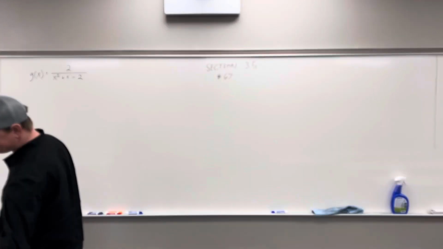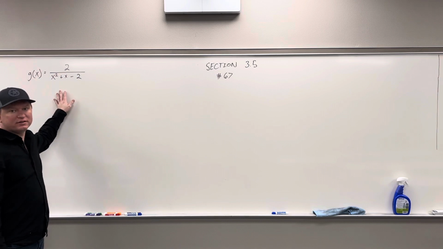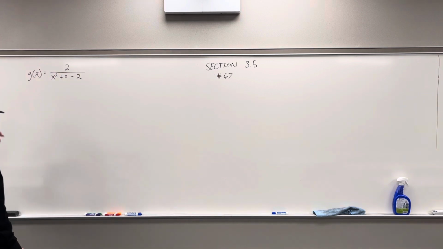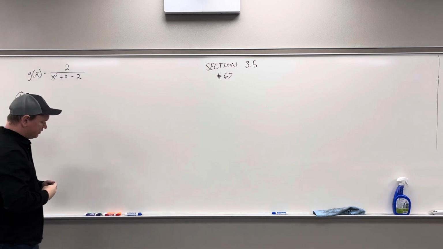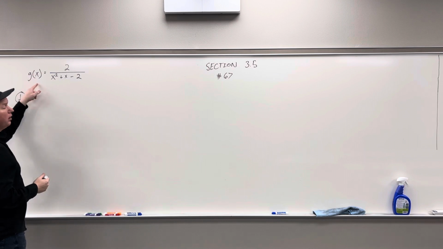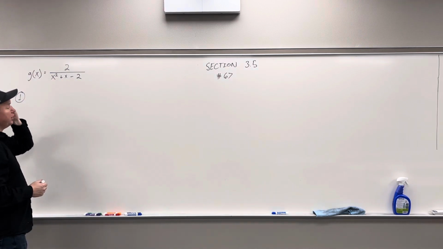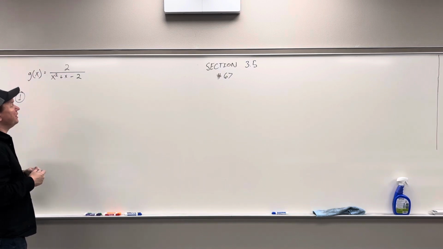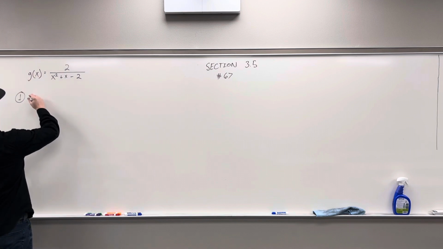So we are going to be graphing this. So we're going to start out with our first thing, which is finding symmetry. Symmetry is going to be simply plugging in a negative x into our function and seeing if it turns out to be the same.